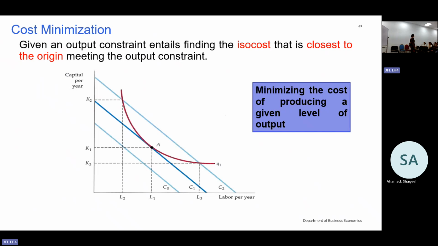So as a rational producer, at what isocost would you like to stay? C0. However, they want to minimize the cost subject to the output.